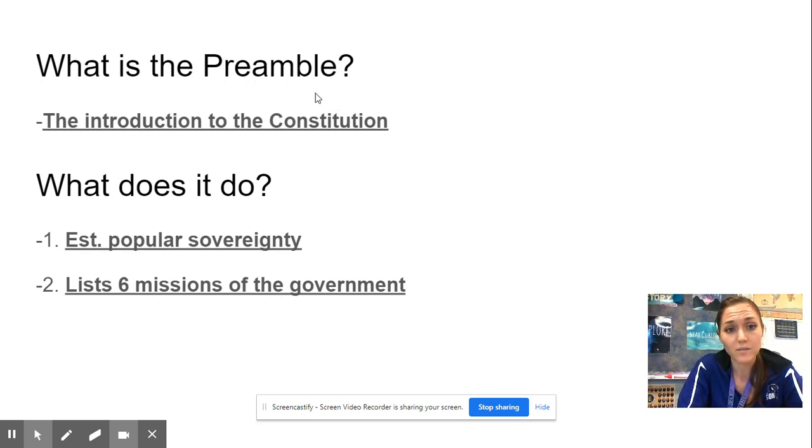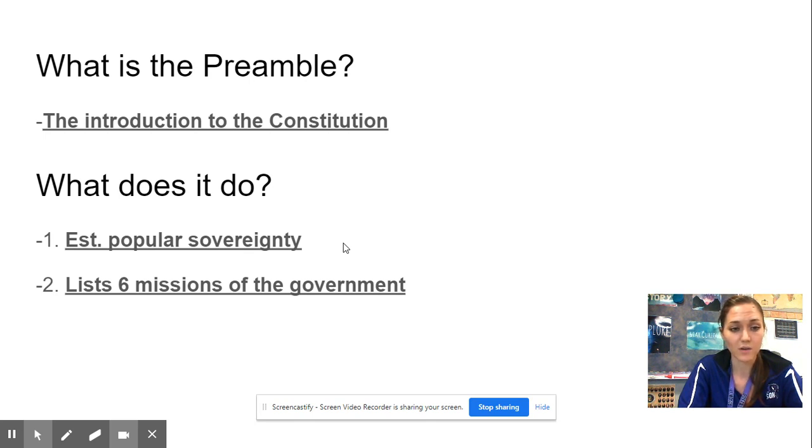All right, next bullet point in your notes. What is the preamble? The preamble starts with we the people. It's the introduction to the Constitution. And it does a few things. Number one, it establishes popular sovereignty when they say we the people.